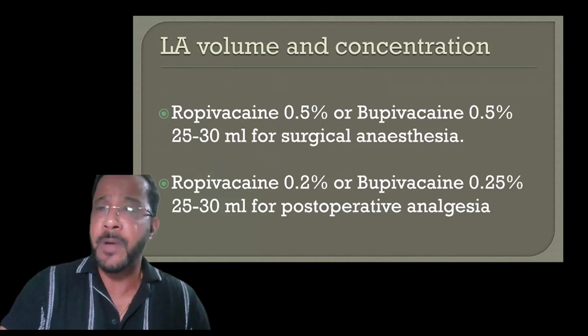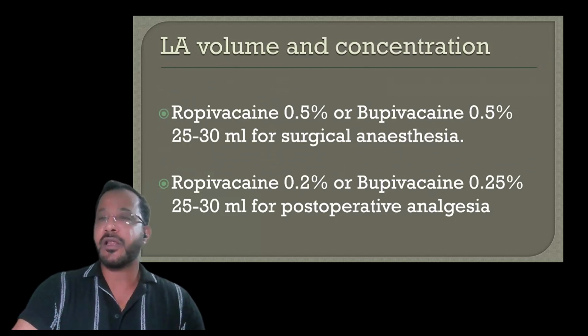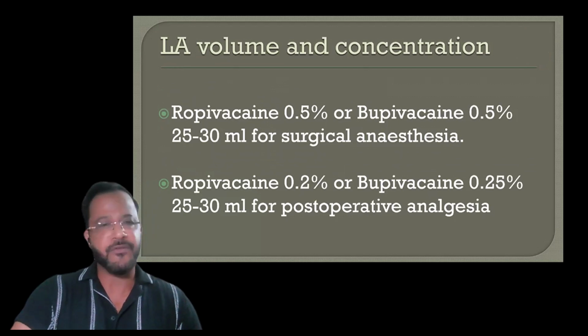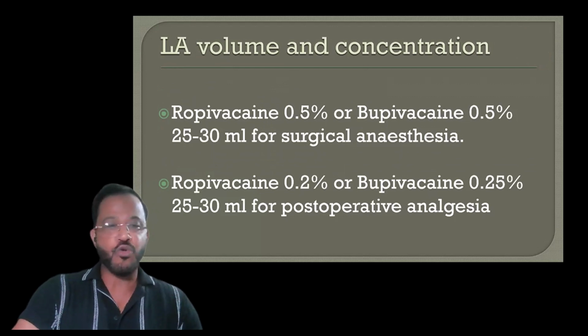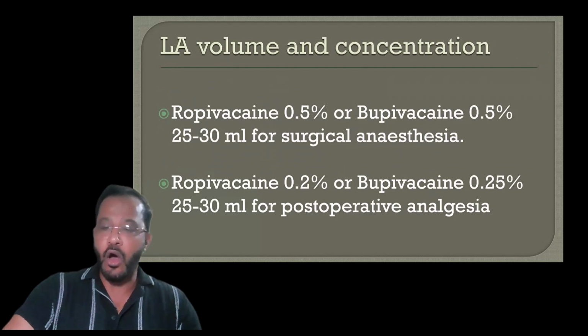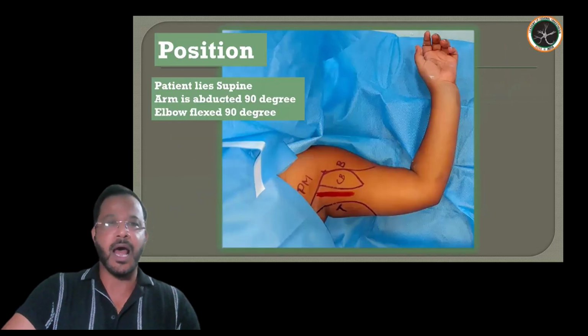So what is the LA volume and concentration? It depends whether you are using the technique for a surgical anesthesia or postoperative analgesia. If you are using for a surgical anesthesia, you can use ropivacaine 0.5% or bupivacaine 0.5%, 25 to 30 ml. And if you are using for a postoperative analgesia, you can go down on the concentration to 0.2% of ropivacaine or 0.25% of bupivacaine. But always watch for LAST.